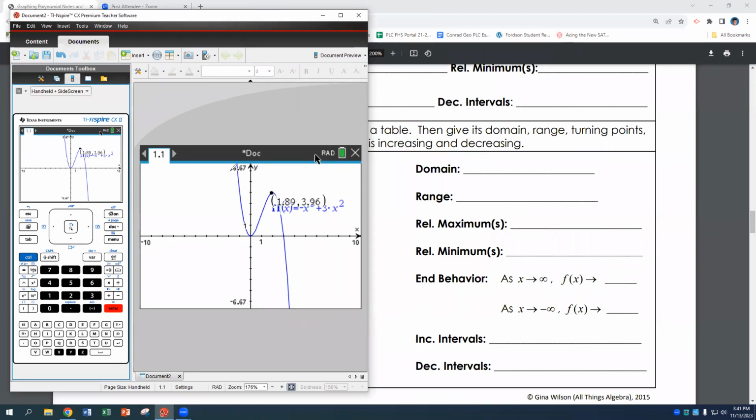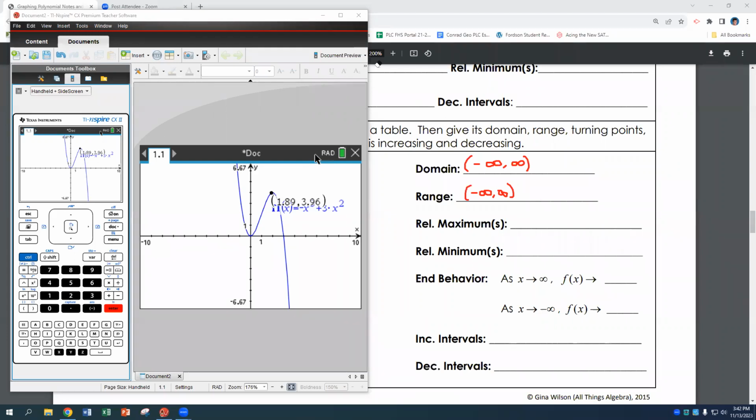So domain is all the possible x values. So it looks like we can keep going to the left, right? And we can keep going to the right. So our domain is going to be from negative infinity to positive infinity. The range are all the possible y values or f of x values. So we can go all the way down and we can go all the way up. So it looks like our range is going to be from negative infinity to positive infinity. Okay, we can go all the way left, all the way right, all the way up, all the way down.